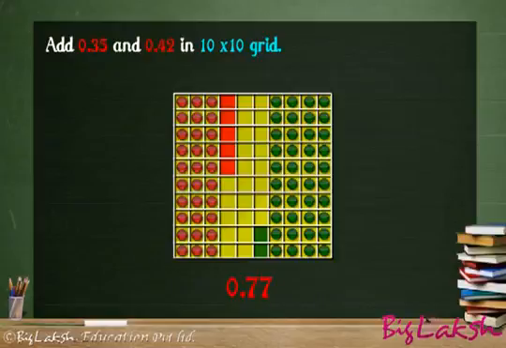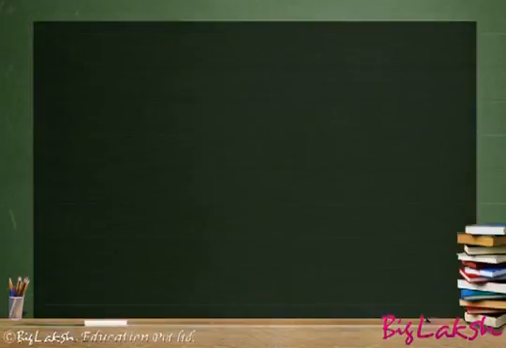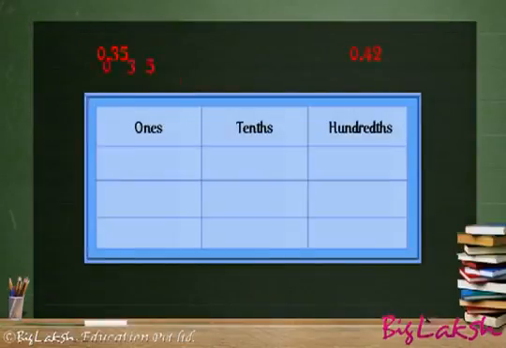Now let us see it in a place value chart. In this chart, we put 3 at tenths place and 5 at hundredths place. And in 0.42, we put 4 in tenths and 2 at hundredths place. We will start addition from the right as usual. So we will add 5 and 2 first and then 3 and 4.